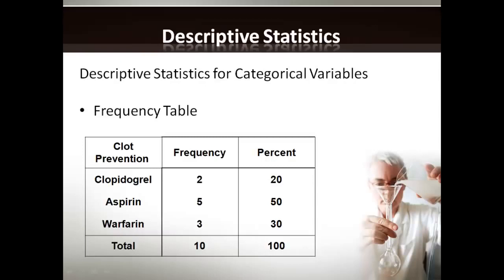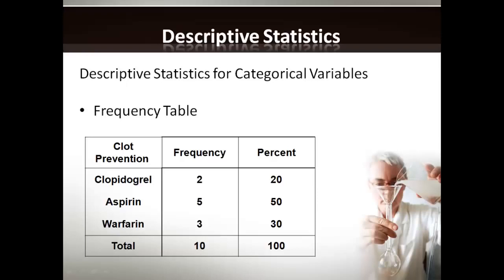So moving on to descriptive statistics. Descriptive statistics are used to describe our data. And depending on the type of variable, there are different ways in which we can describe our data. For categorical variables, the most useful way is a frequency table. So the frequency table is fairly straightforward in that it simply describes the frequency and percentage of the data point we collect.